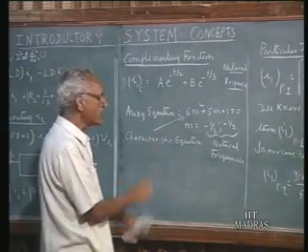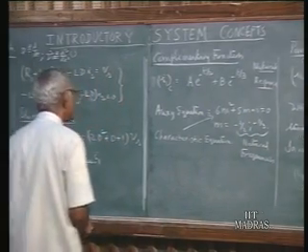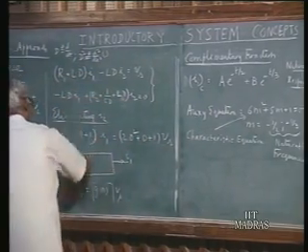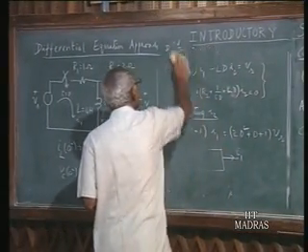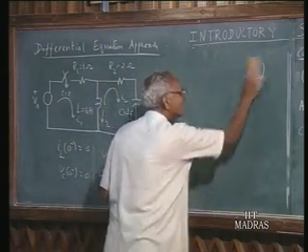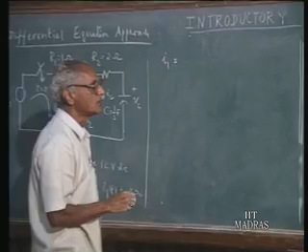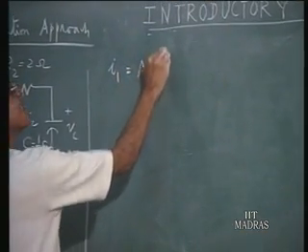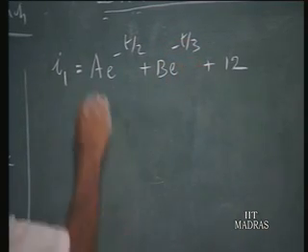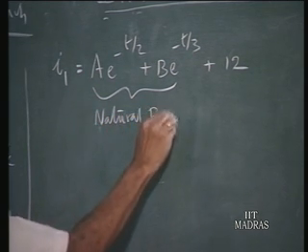Okay, now we have got the particular integral solution as well as the complementary function solution. So the total solution is I1 equals A e to the power of minus t upon 2 plus B e to the power of minus t upon 3 plus 12. This is the natural part, the natural response, and this is the forced response.